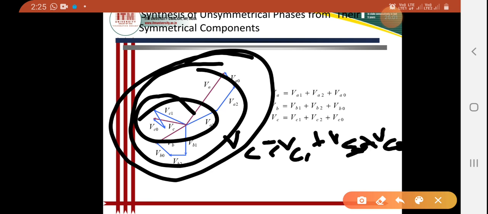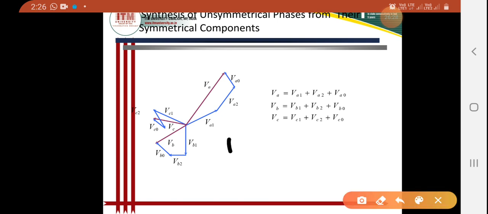Similarly, when I talk about current, I can talk about IA, IB and IC, the unbalanced phasors of current, and those currents may also be calculated from the symmetrical component analysis.